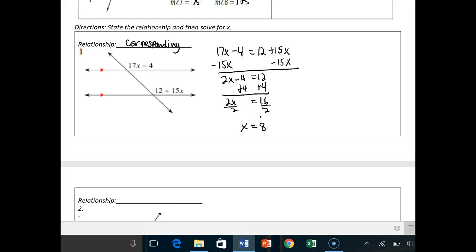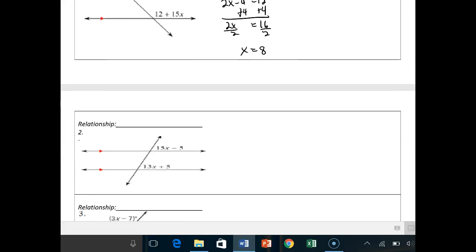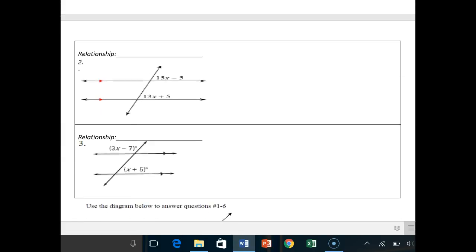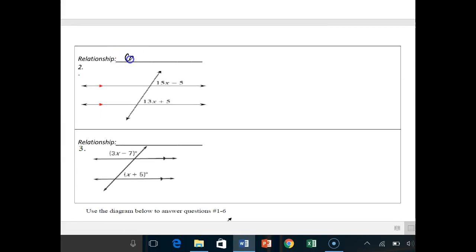Notice I just said find x, I didn't say solve or plug back in and find me the measure of that, okay? If I wanted to find the angle measure, I'd take x and plug back in. For number 2, it's also another corresponding relationship, so you set it up exactly like you did number 1, so I'll leave you to that.